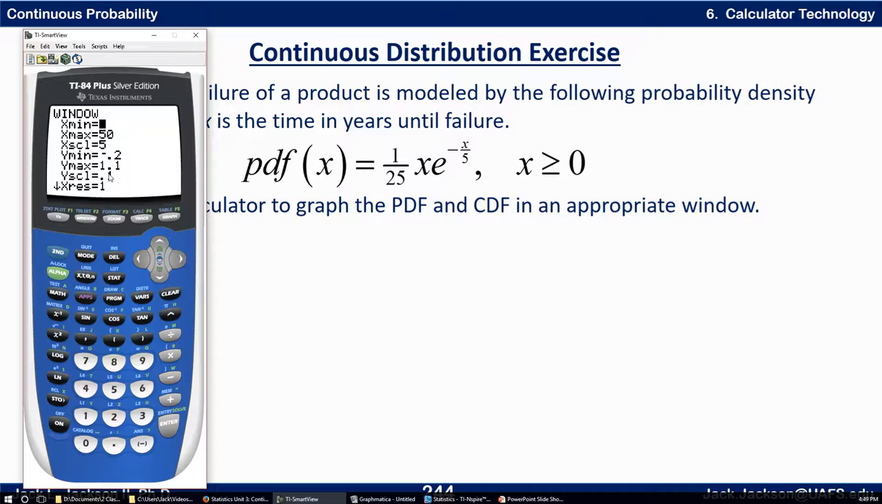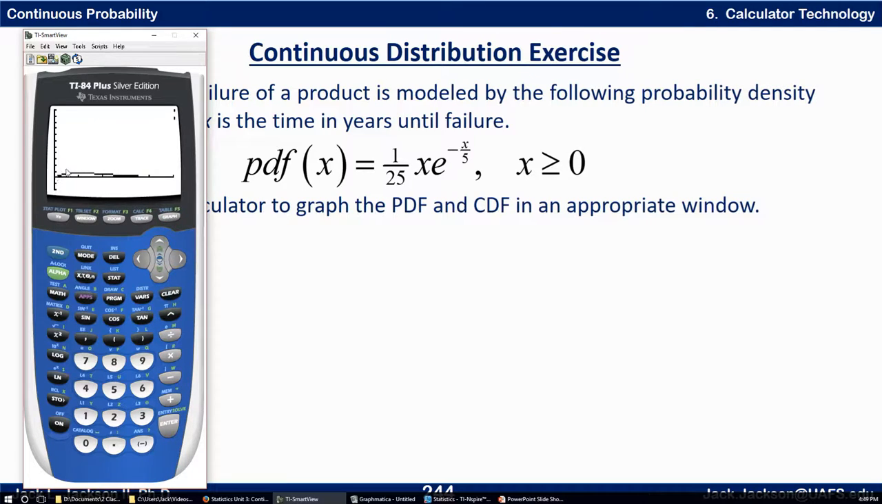This is a good window for my y's on all CDFs. Certainly we want to start x at 0. 50 years is probably enough. We might not need to go out that far. I think actually probably let's try something less. Let's try 25 years, and let's see what happens with that. I've got it marked off every 5.